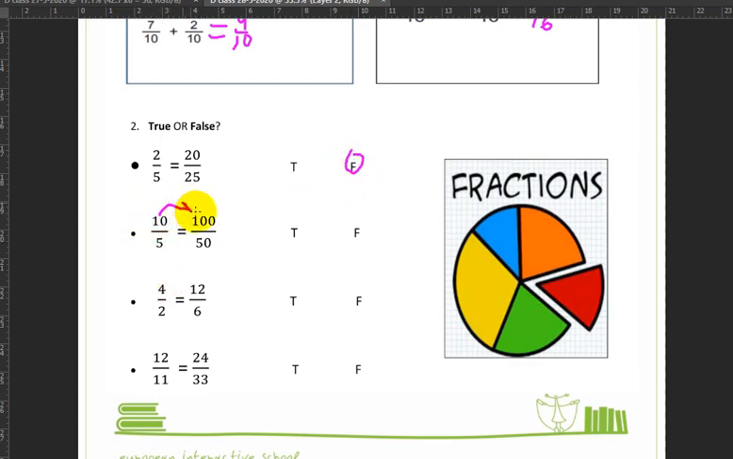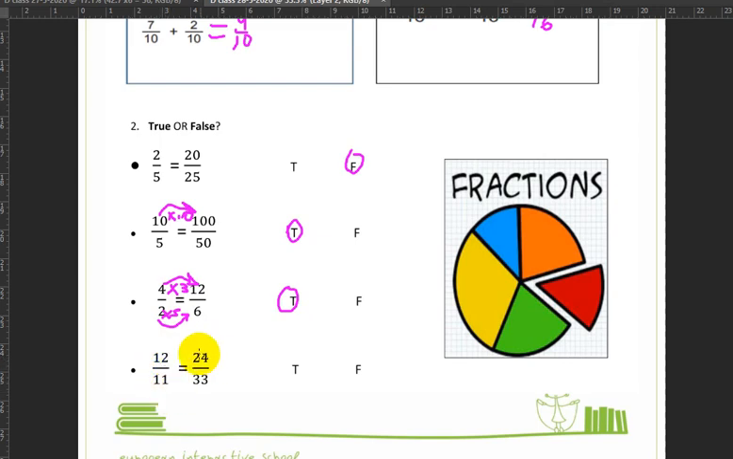Here, 10 times what gives us 100? 10 times 10 gives us 100. And then 5 times 10 also gives us 50. So yeah, this is true. And we have 4 halves equals 12/6. This is in fact true because 4 times 3 gives us 12. And 2 times 3 gives us 6. So true.